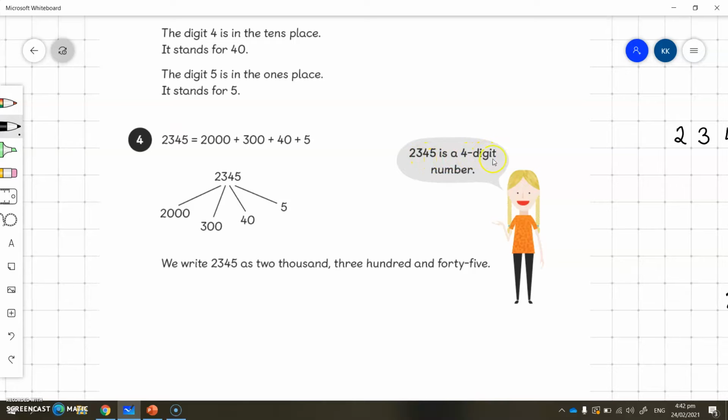2,345 is a 4-digit number: 1 digit, 2 digits, 3 digits, 4-digit number. We write 2,345 as 2,345.